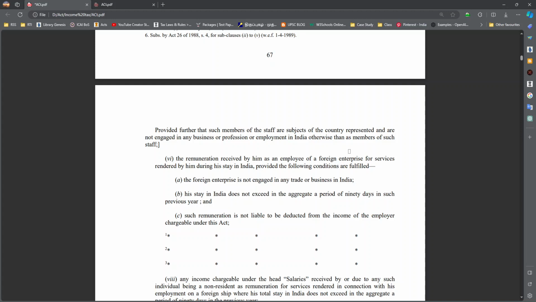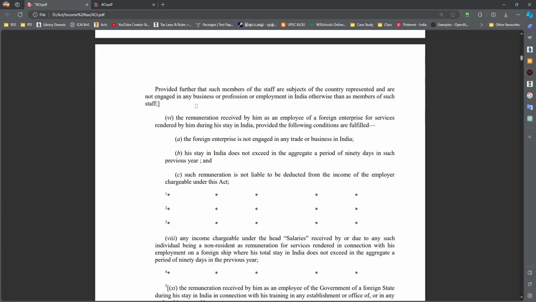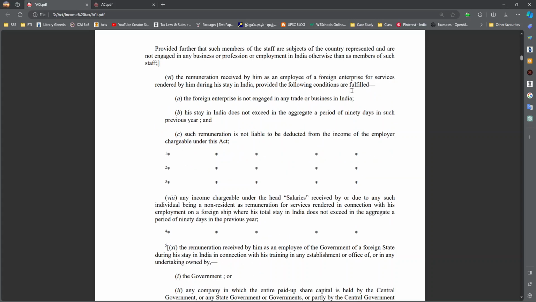such income is taxable. The remuneration received by him as an employee of a foreign enterprise for services rendered by him during the stay in India, provided the following conditions are fulfilled. So there is a remuneration which is received by the employee of a foreign enterprise. So a foreign company, you are working for, for a service rendered by him, or you are staying and you are rendering some service by staying in India. So some conditions are to be satisfied to say that income is exempted. The foreign enterprise is not engaged in trade or business in India. So you are providing some service to them on behalf of them. They are not having any trade or business in India.